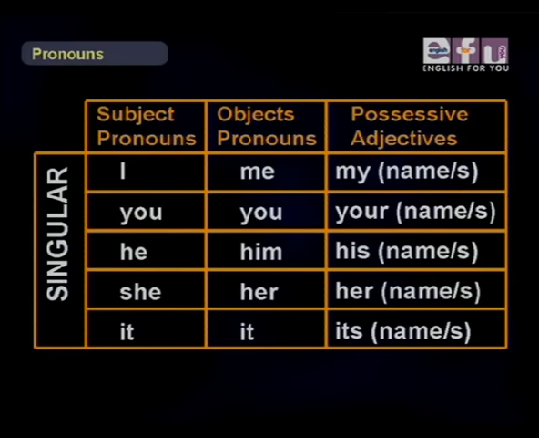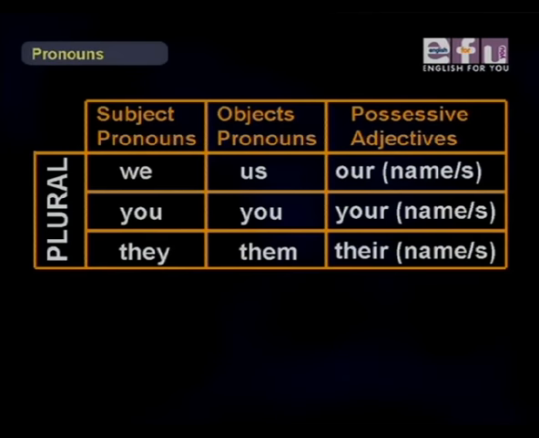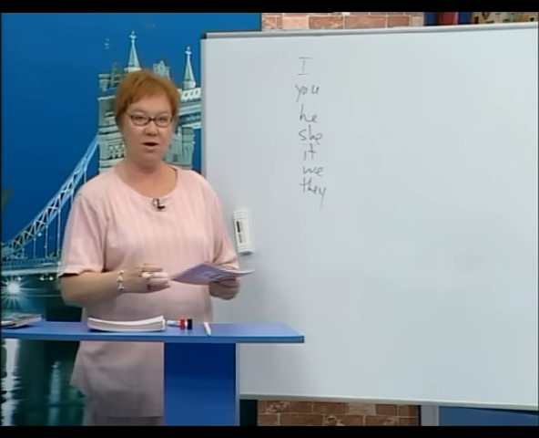We have subject pronouns, object pronouns, possessive adjectives. Okay? So I, me, my name. You, your name. He, him, his name. She, her name. It, its name. We, us, our name. You, your name. They, them, their name. We can use the pronouns to talk about the subject.